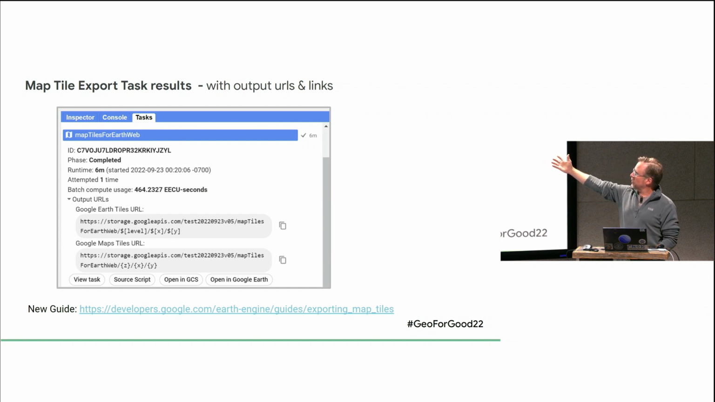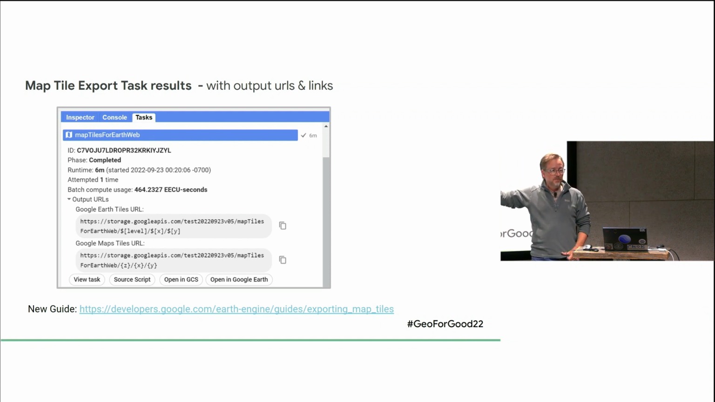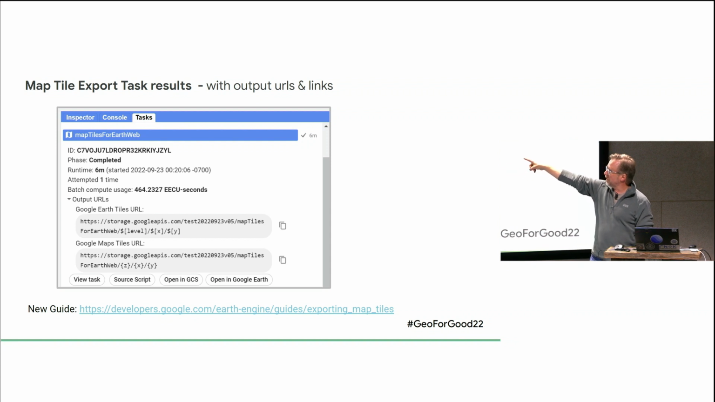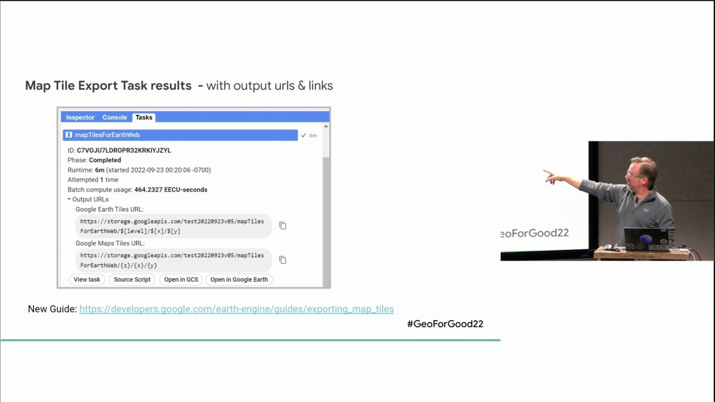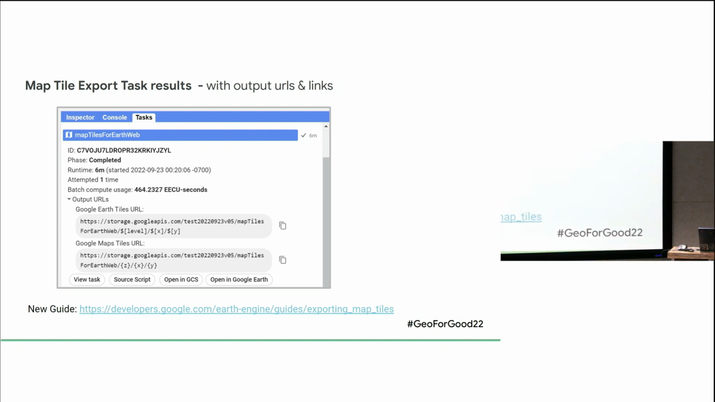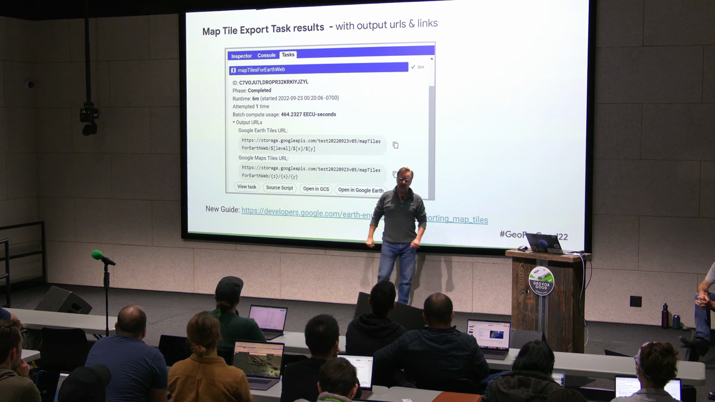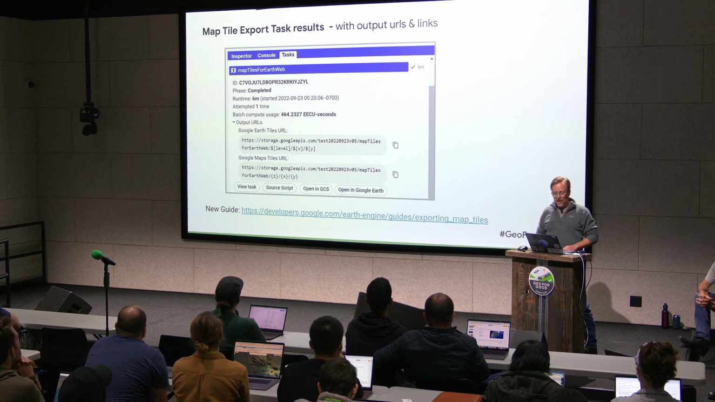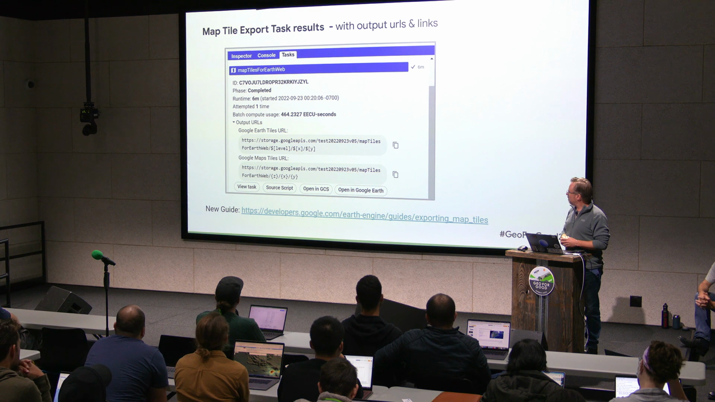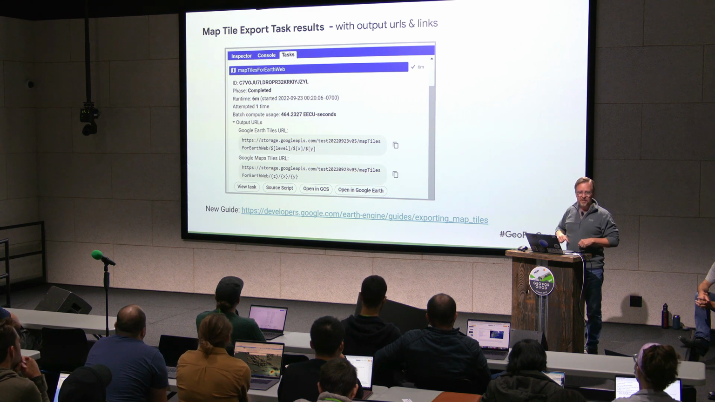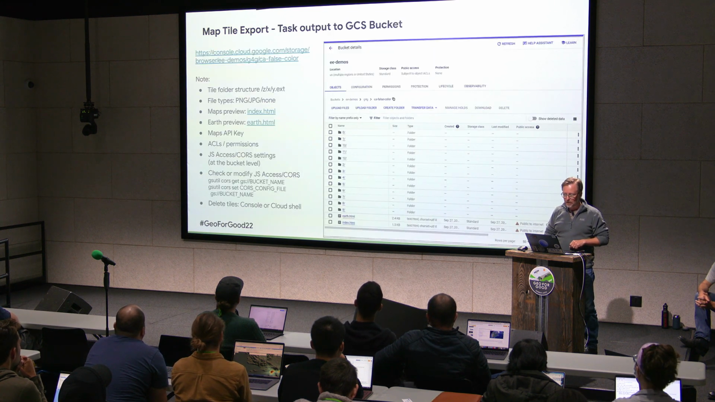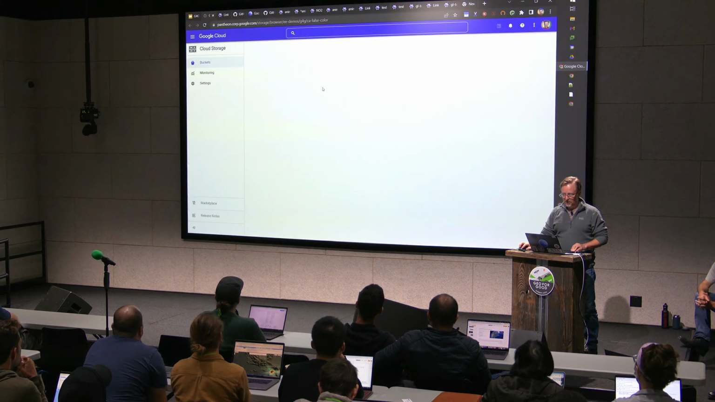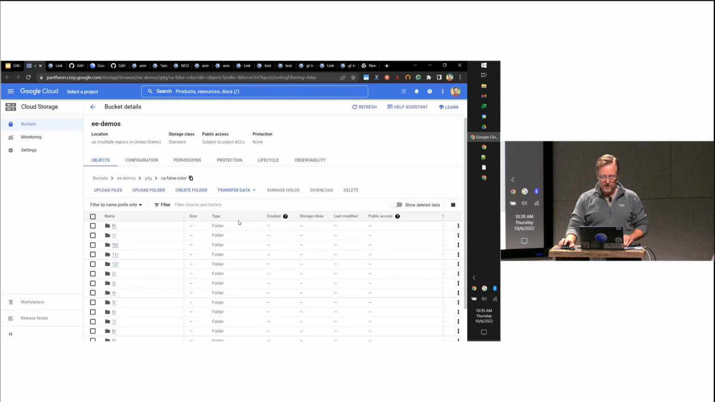This is what a tile export task looks like when it's done. It's just like any other task in Earth Engine that you run, except this one gives you output URLs. And here you have the Earth output URL with the dollar sign square bracket variables that works in Earth Web. And you get the Maps URL with the curly brackets that work with the Maps API. So once we export, this is what it looks like.